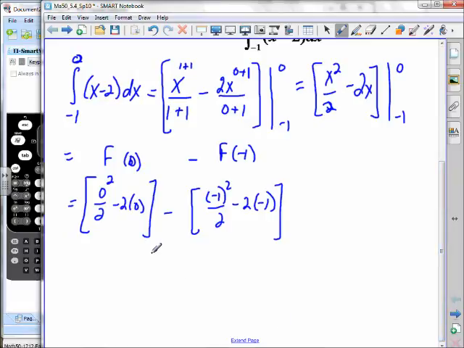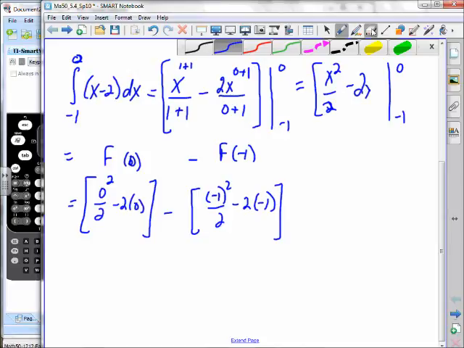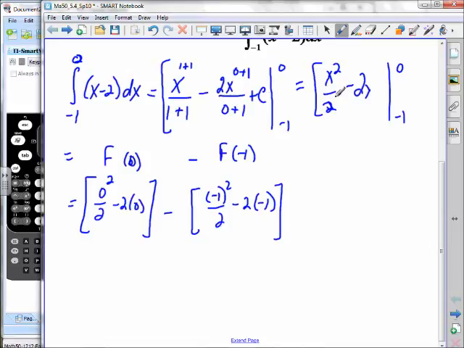Now, what did I forget in the antiderivative? Plus c. Plus c. Oops, let's do both of these. Plus c. Plus c. So when I come down here and look at this work, I actually have a plus c on each of these.